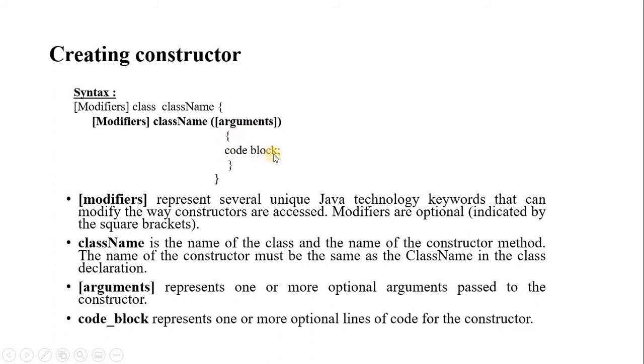The code block will initialize the value. So the modifier, yes, is going to be an access specifier for the constructor, and the class name is the identifier for the constructor, with the same name as the class. We are going to have a constructor name, an argument that takes parameters, and a code block which is going to perform the job, that is, initialize the values.